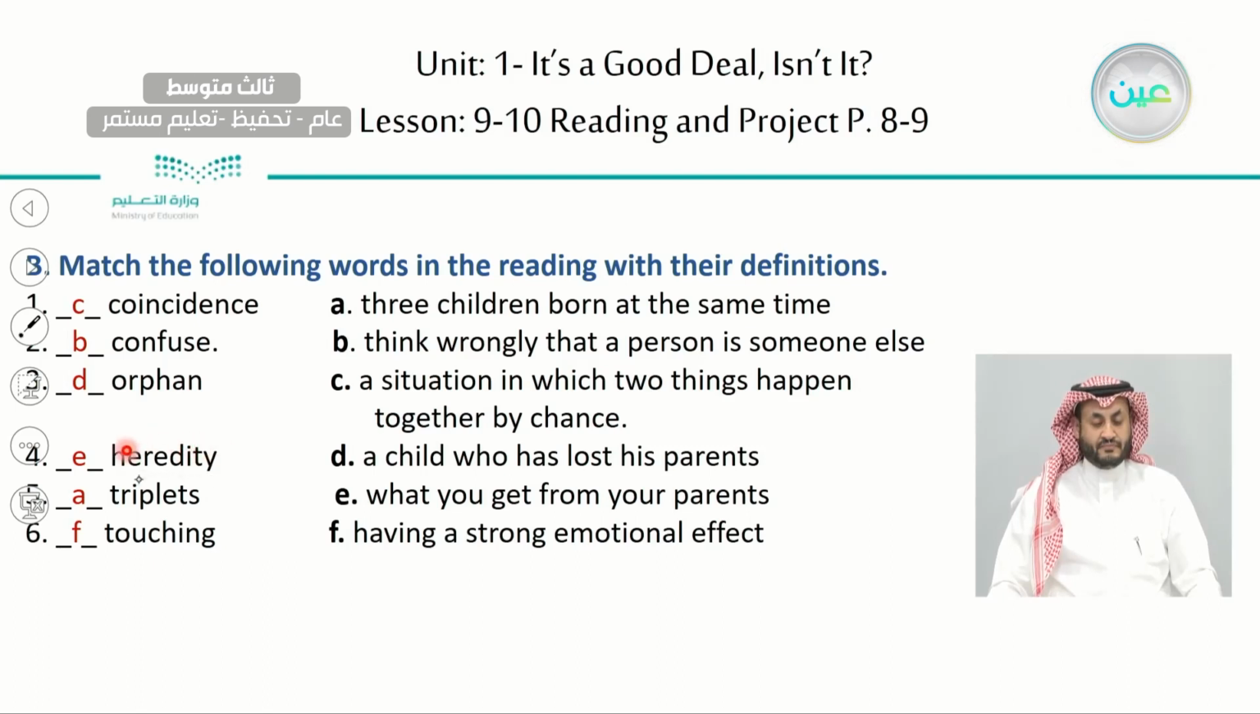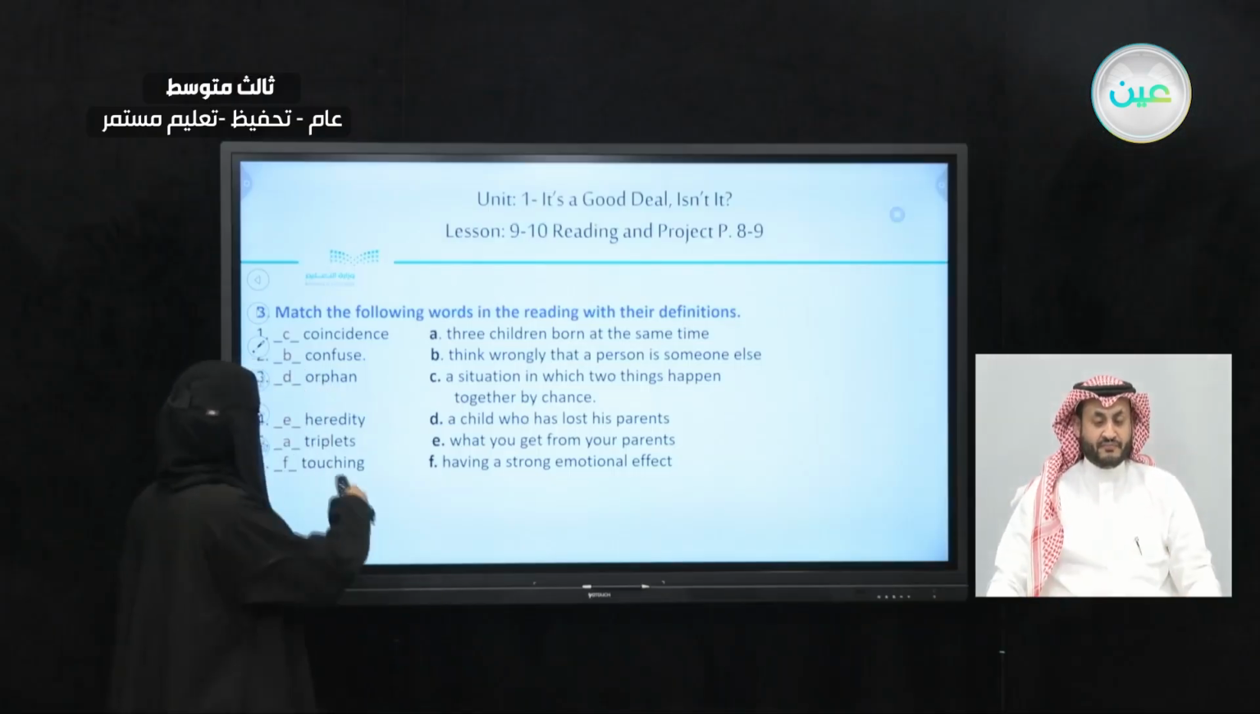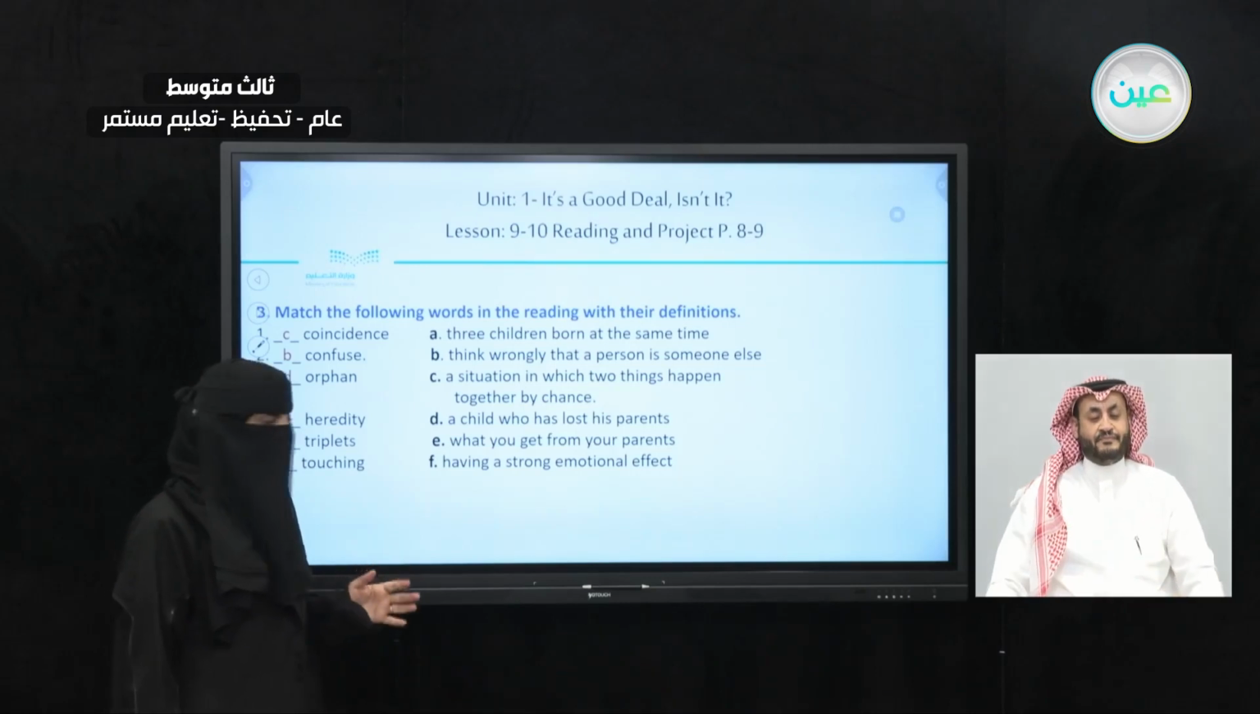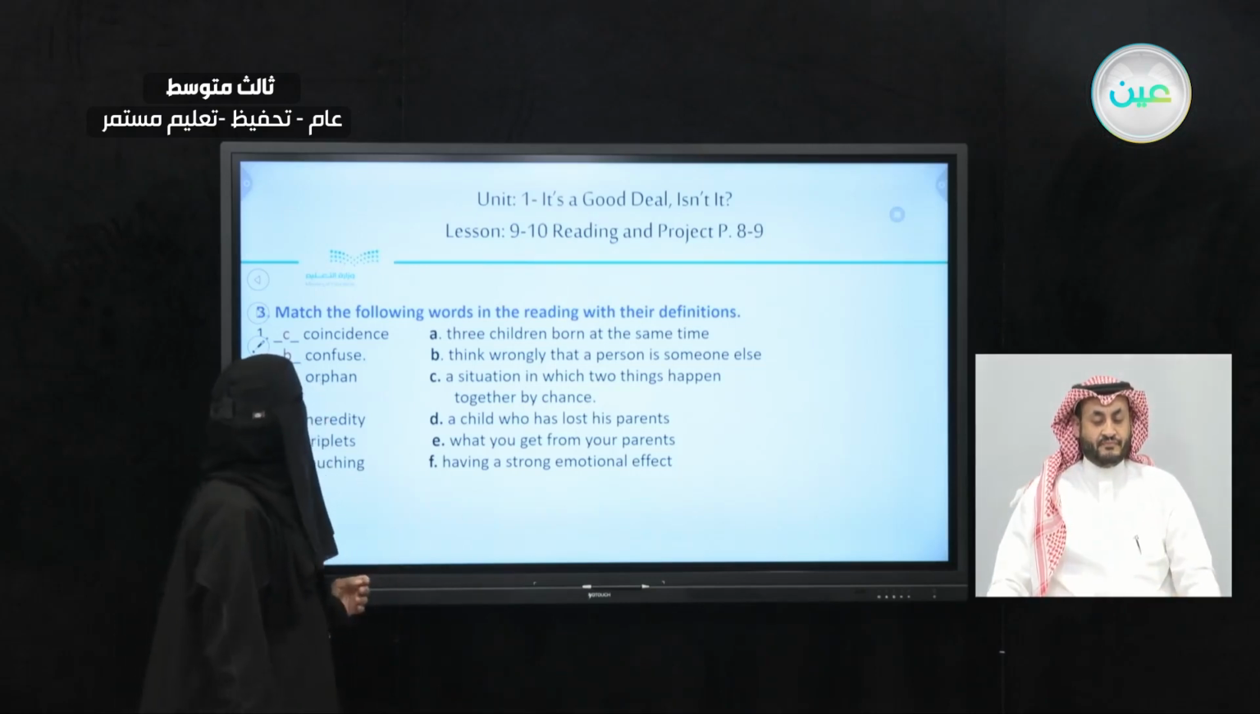Number 4, heredity. What does heredity mean? What you get from your parents. Something we get from our family genetically, okay? Number 5, triplets. What does triplets mean? 3 children born at the same time. This is what triplets means. The last word, touching. What does it mean? Having a strong emotional effect. You feel touched, you have a strong emotion, okay, toward an event or something.